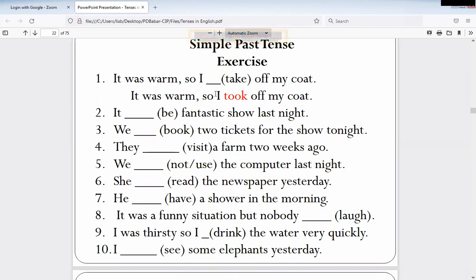Why? Because we can see that was is the auxiliary we use in the past tense. That's why we can write here took, as the simple past form. It was warm, so I took off my coat. Then see the second example.